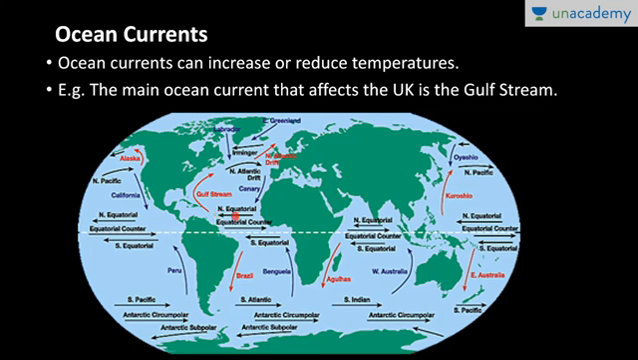There are two types of ocean current. One is warm. The red ones are shown as warm, right? And then there is cold. The blue ones are shown as cold current. The blue ones are cold, and the red ones are warm current.